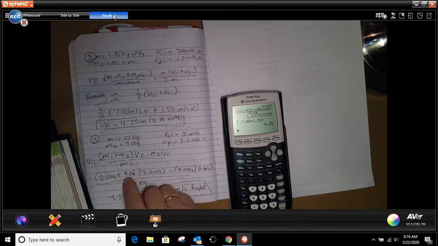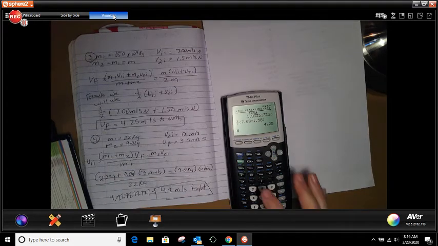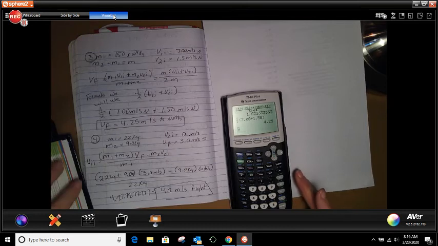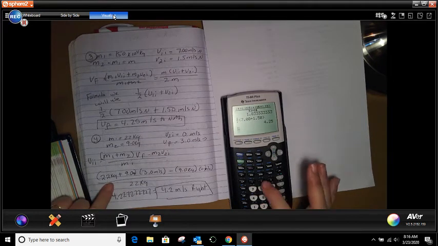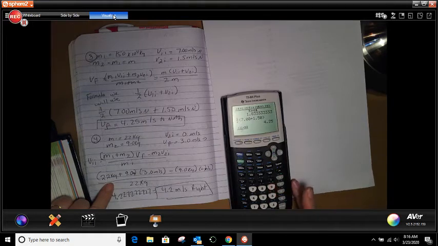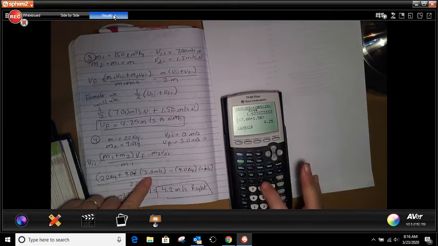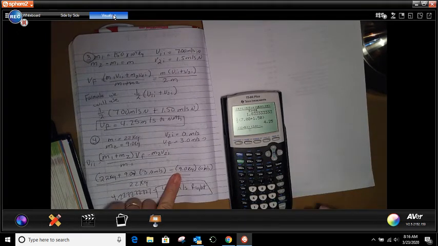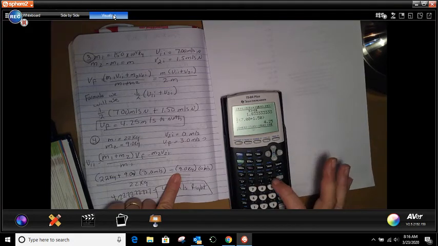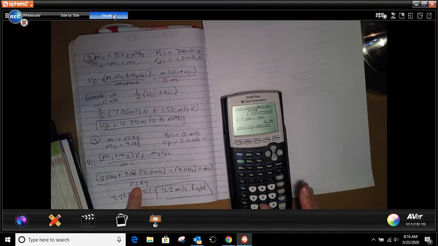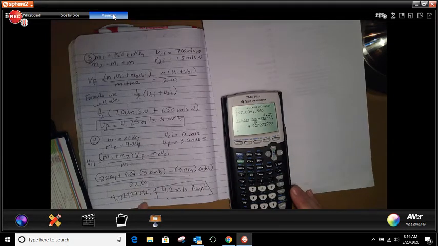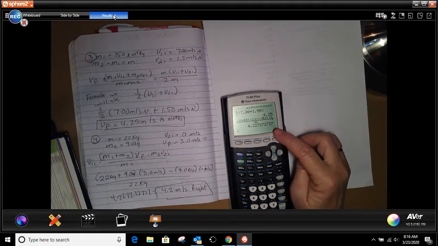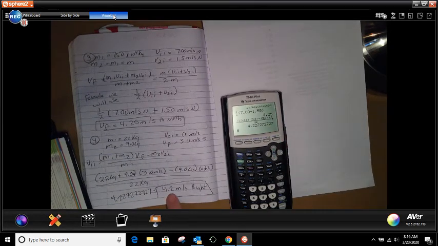So I'm going to do my 22, and let's do it in our calculator. We're going to do alpha y enter. Open bracket 22 plus 9.0 close bracket. Open bracket 3.0 close bracket. We're going to subtract this time because that's what it says. And I'm going to open bracket 9.0 close bracket and then 0 close bracket. Down here 22 is my kilogram and my answer is 4.277777. And I'm going to change it to 4.2 meters per second to the right.